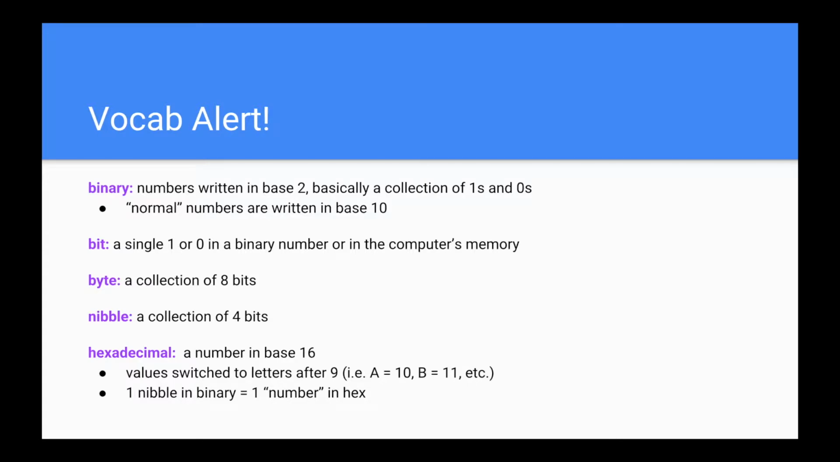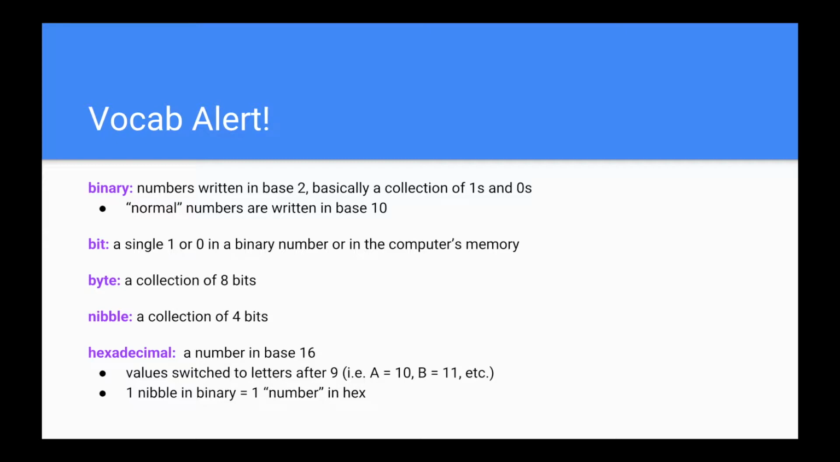And some more vocab. Binary are numbers written in base 2, and they become basically a collection of ones and zeros. For reference, normal numbers that we use in the US are written in base 10. And a bit is a single 1 or 0 in a binary number or in the computer's memory. A byte is a collection of 8 bits. A nibble is a collection of 4 bits.